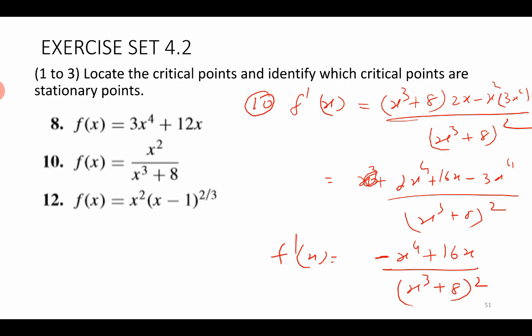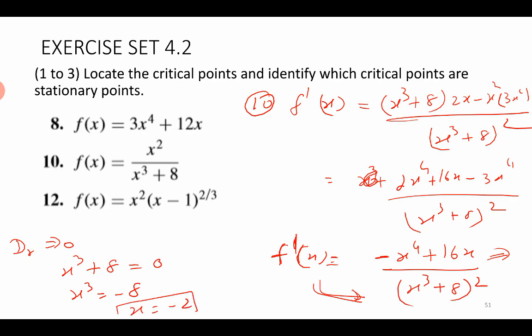If you want to find where the first derivative is 0, we should take the numerator to 0. If you want to find the values of x at which the first derivative does not exist, take the denominator to 0. So the denominator 0 gives x cube plus 8 is 0, x cube is negative 8, x is negative 2, the only real root. So at x is negative 2, the first derivative will be infinity, so it does not exist.